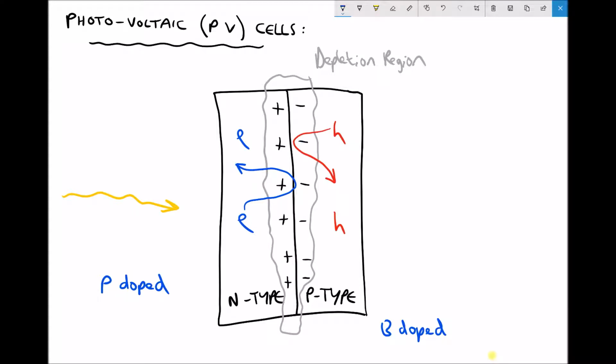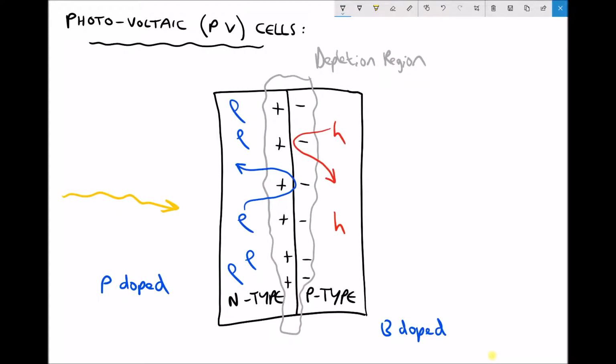Now back to our sunlight, which is striking our N-type silicon, and in doing so, it's dislodging more of these electrons. So in actual fact, we end up with an abundance of electrons on the left-hand side, all wishing to get to the right-hand side. And here's where our circuit connection comes into play.